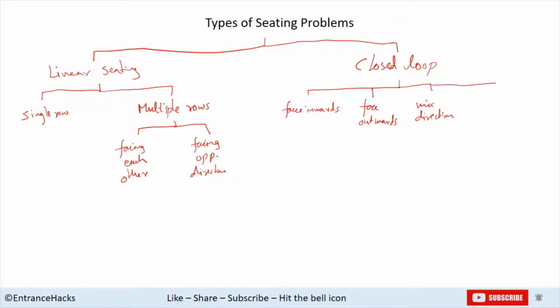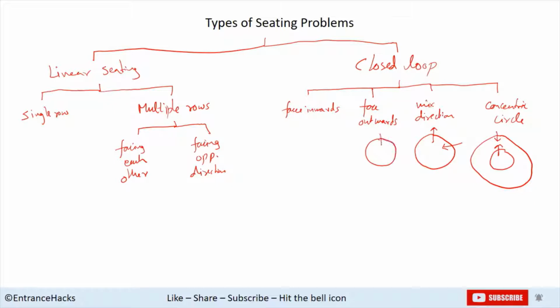And one more problem could be the concentric circular type. Like this, there are two tables in concentric. People here are facing inward, people here are facing outward, or any direction. And in mixed direction, this is a single table in which this person is facing outward, this person is facing inward. Similarly, facing outward means away from the center, facing inwards means towards the center.